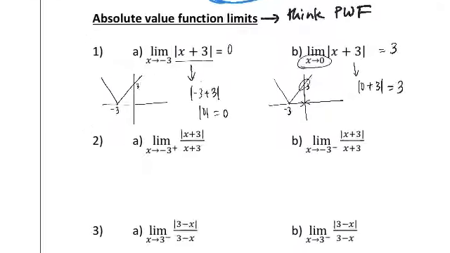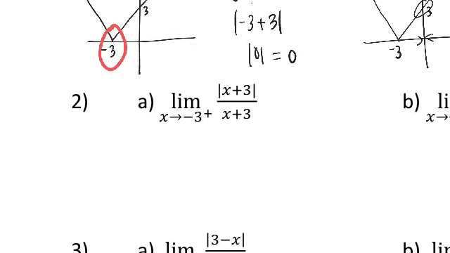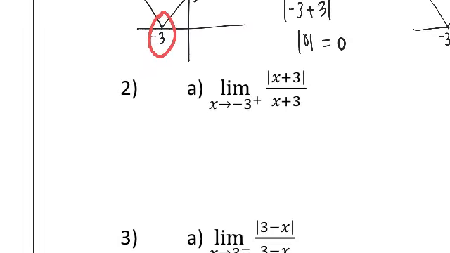So be careful, an absolute value function is not always asking about the vertex point, right? It could be asking about anywhere on the absolute value function. This guy, the absolute value of x plus 3 over x plus 3, is the function that we just talked about, shifted over left 3, right? So the function looks like this.